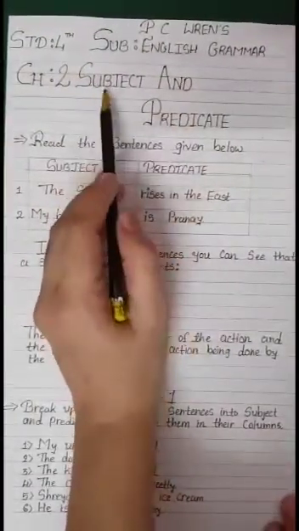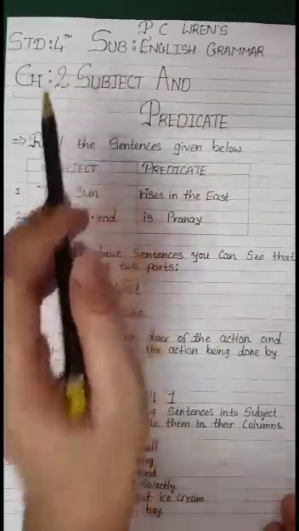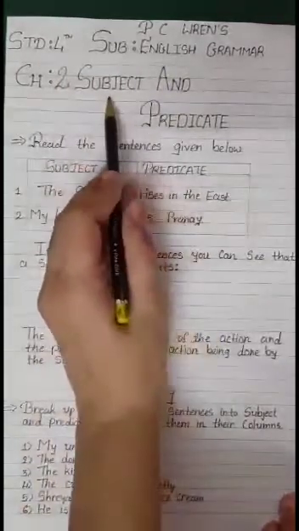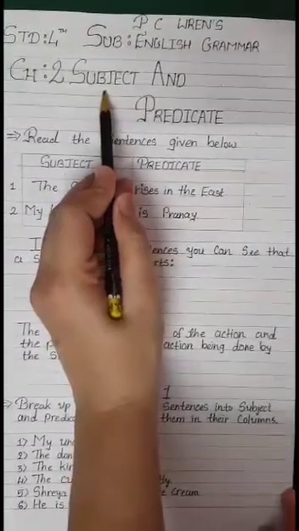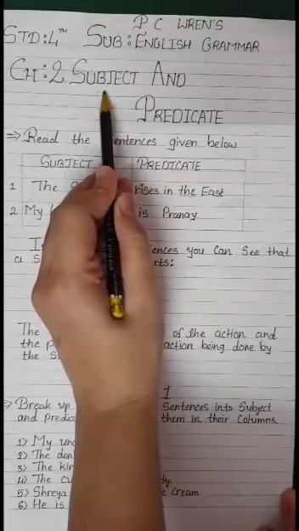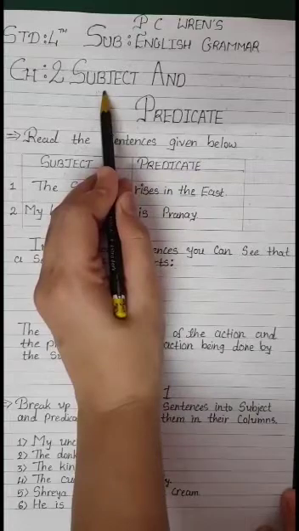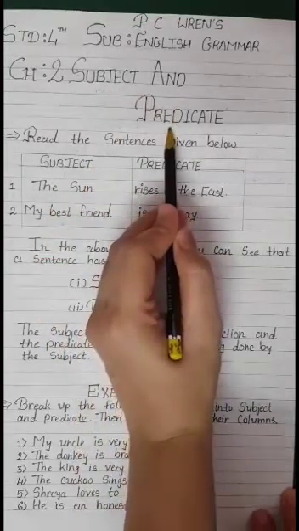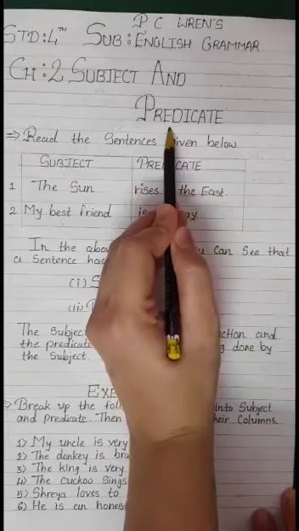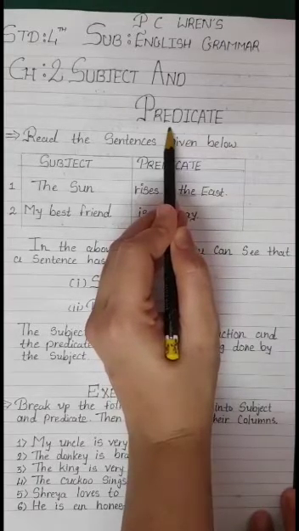Firstly, we will go through the definition of subject. What is a subject? A subject is the person or thing that is doing an action, or the person or thing that is the focus of the sentence. Now, what is a predicate? The predicate of the sentence is the part that contains the action.